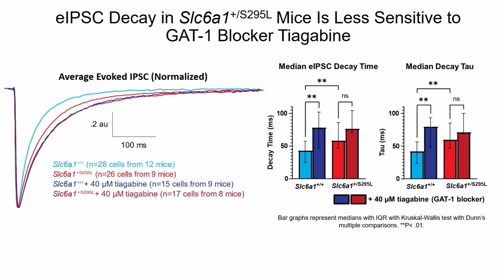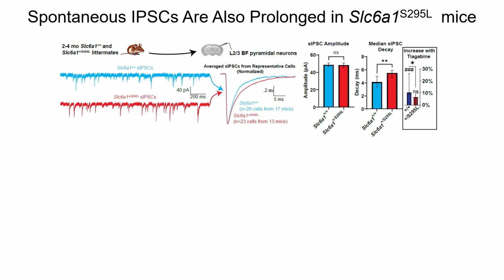And so these are the large evoked responses, but I also looked at spontaneous synaptic events, where similarly I saw this prolonged duration of these events. There was sensitivity to tiagabine in the wild type, and I didn't see any sensitivity to tiagabine in the heterozygote. But this was much smaller in these smaller synaptic events than in the large evoked events, and that's most likely because diffusion plays a bigger role in clearing GABA here.